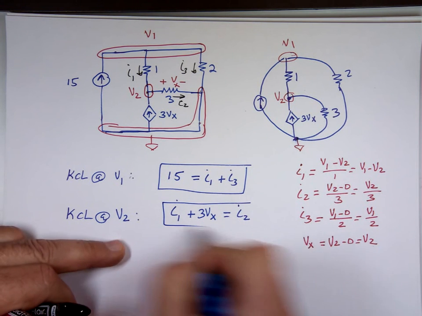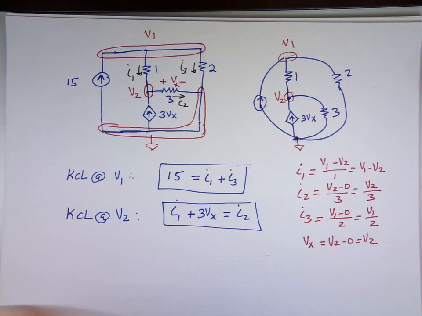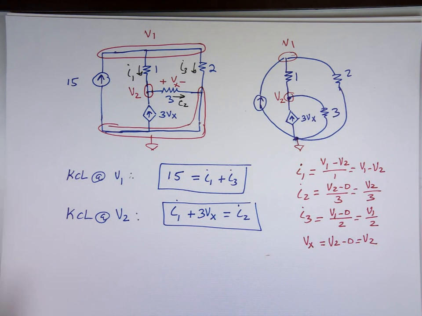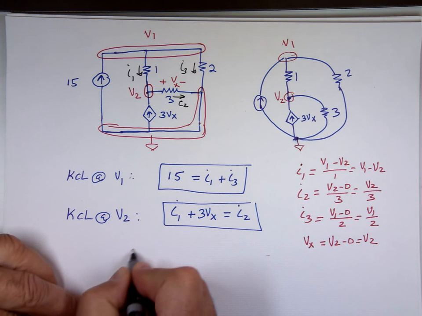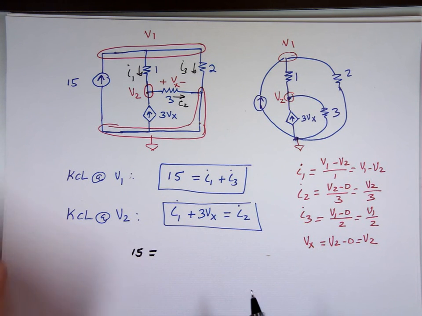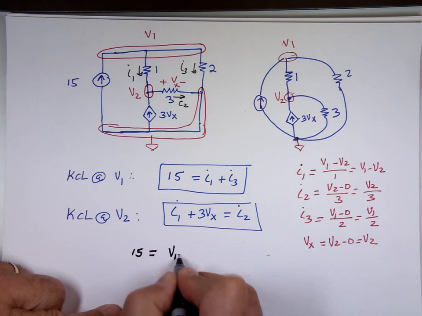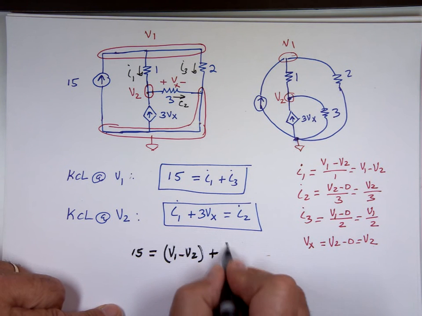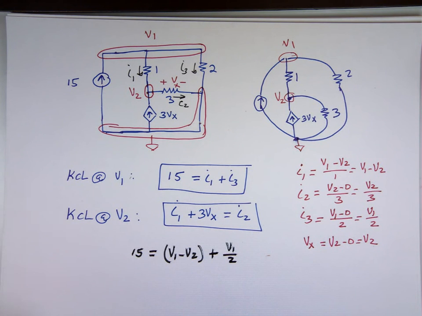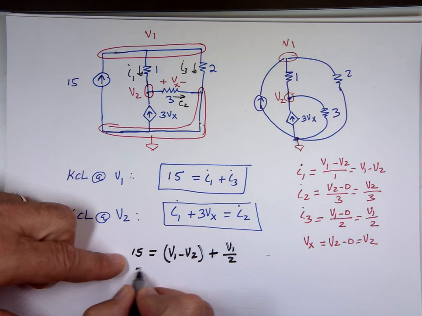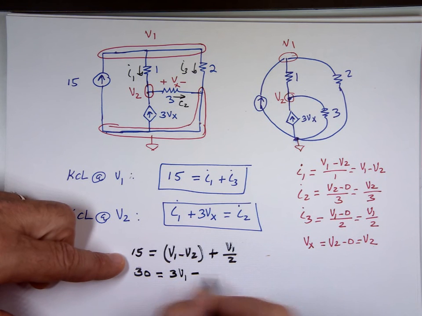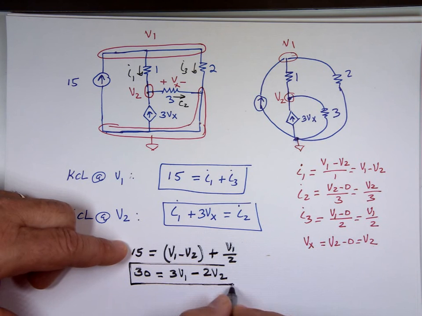So here we go, 15. No, I'll come back here. What's I sub 1? V1 minus V2 plus I sub 3, which is what? V1 over 2. You multiply by 2, you have what? 30 equals 3V1 minus what? 2V2. If you clean it, that's what you're going to have.